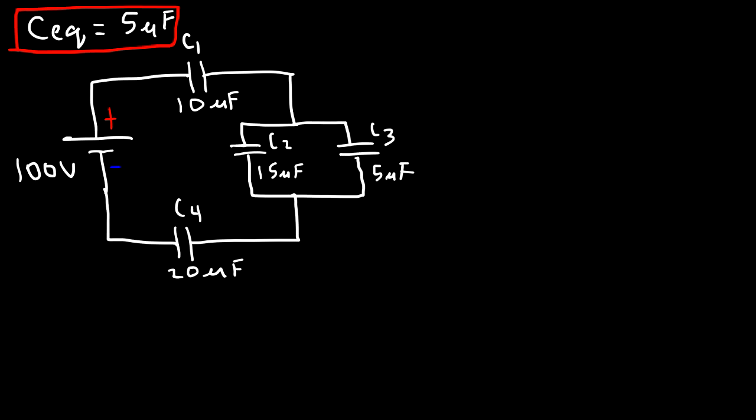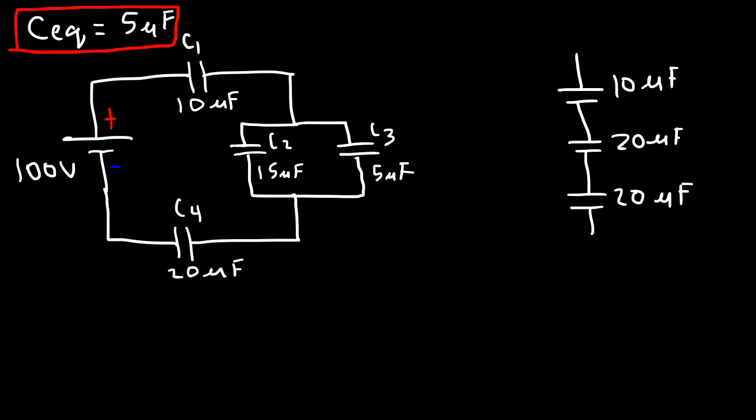Now the next thing that you need to know is that the charge for any capacitors in series is the same for each capacitor in series. For capacitors in parallel, the voltage is the same across each of those capacitors. Now, what we have is three capacitors in series. We have C1, which is 10 microfarads, and that's in series with the equivalent capacitance of those two, which is 20, and that's in series with C4, which is also 20. So let's calculate the charge on each of these three capacitors.